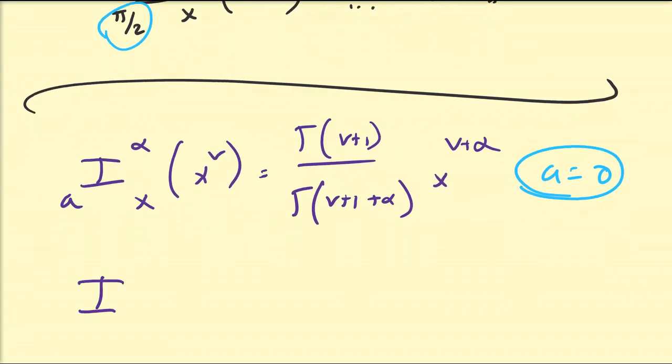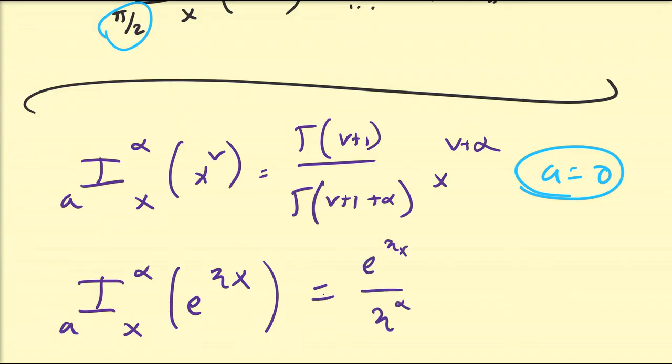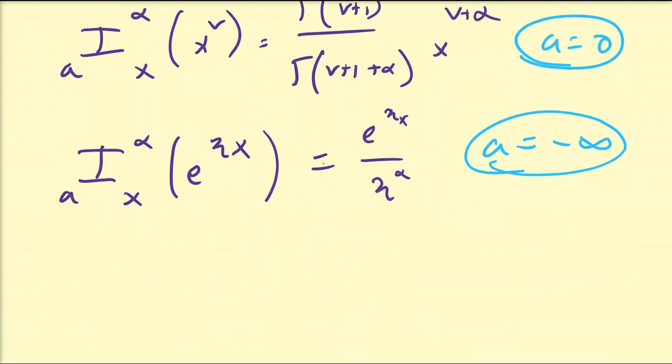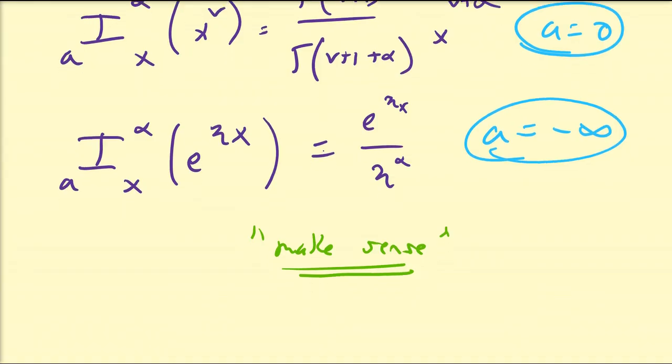Also remember that we showed that the fractional integral of order alpha of the exponential function e to the eta x was equal to e to the eta x over eta to the power of alpha. And we showed that this is true for the base point a equal to minus infinity. So for these values of a, we get formulas that, quote unquote, make sense. But just because it makes sense does not necessarily mean it is valid or correct.